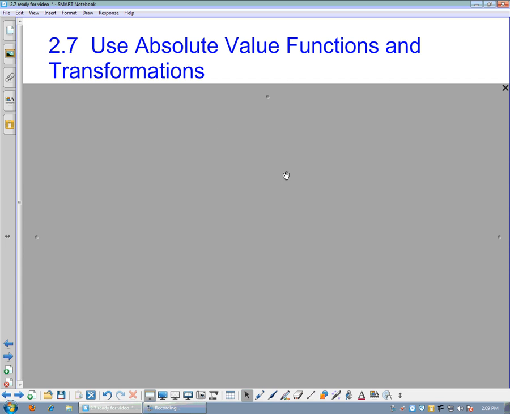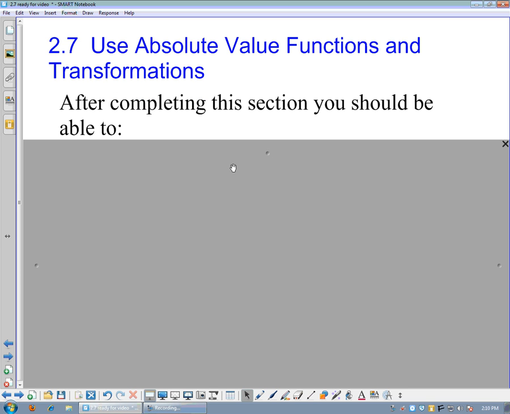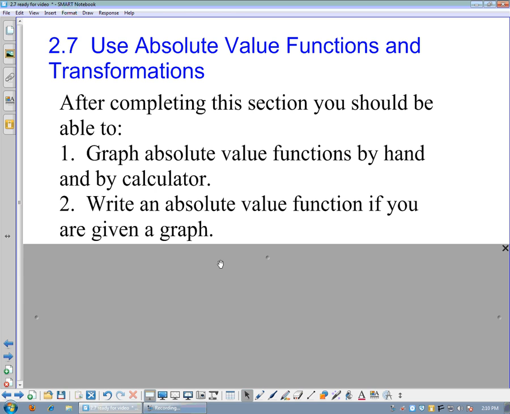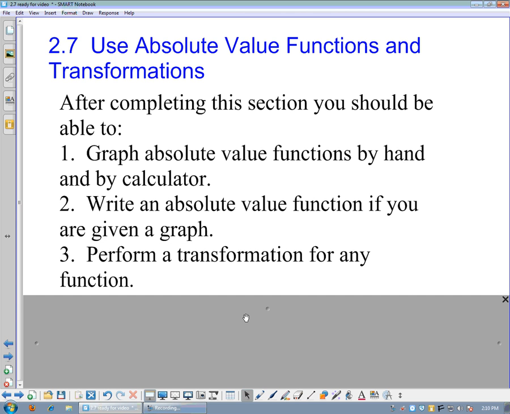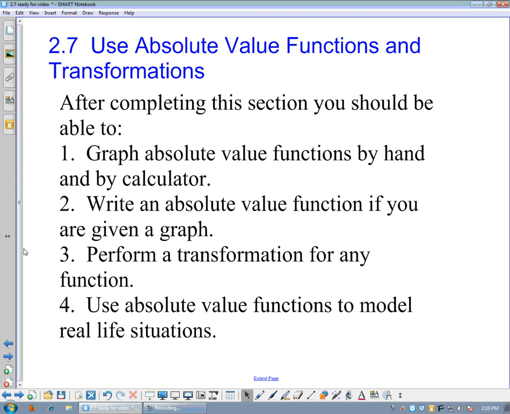We are looking now at absolute value functions and transformations. If you need more assistance on this, it is in section 2.7 of your book. After completing this section, you should be able to graph absolute value functions by hand and by calculator, write an absolute value function if you are given a graph, perform a transformation for any function, and use absolute value functions to model real-life situations.